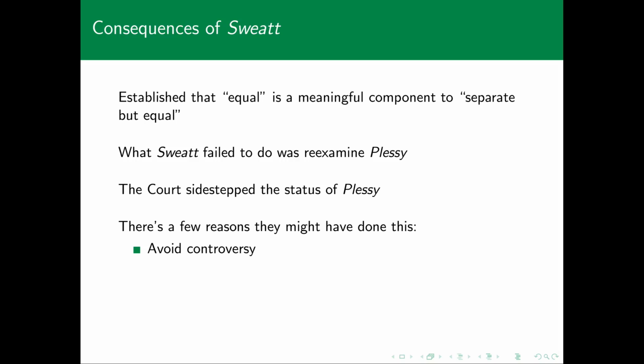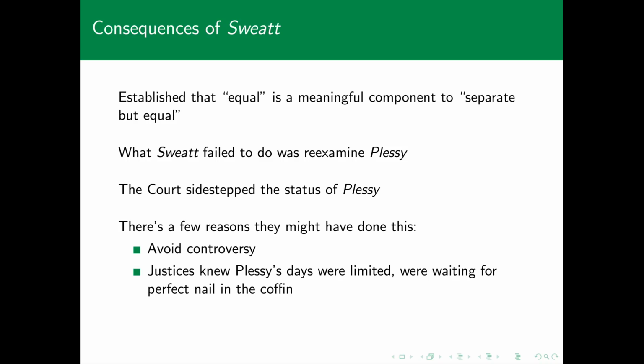But I think the actual reason that they sidestepped Plessy in Sweatt is that they knew it was over. They knew Plessy was not going to live much longer. They knew, not the guy, the precedent, was going to be overturned very soon. And they wanted that perfect case to overturn it. They wanted the perfect case that maybe wouldn't anger people so much, or, well, it did, but maybe sort of the perfect legal nail in the coffin.